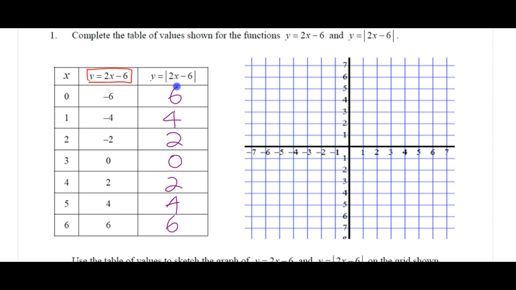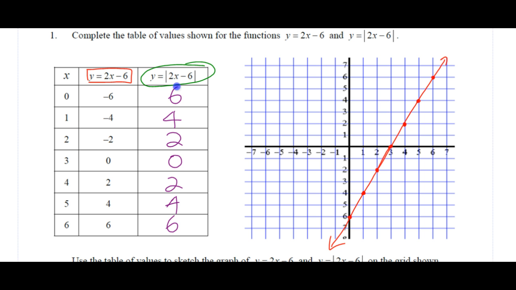So I'm going to do 2x minus 6 in red. Okay, so what have we got? 0, negative 6, 1, negative 4, 2, negative 2, 3, 0, 4, 2, 5, 4, 6, 6. All right, and then we can draw a line. Draw it down. All right, so there's that graph.